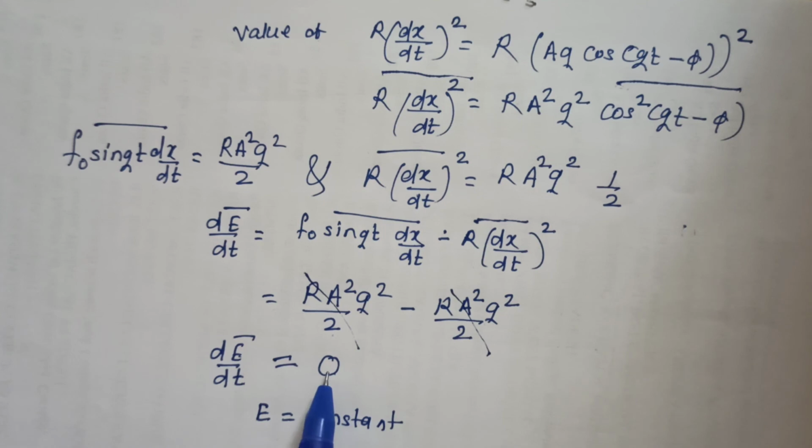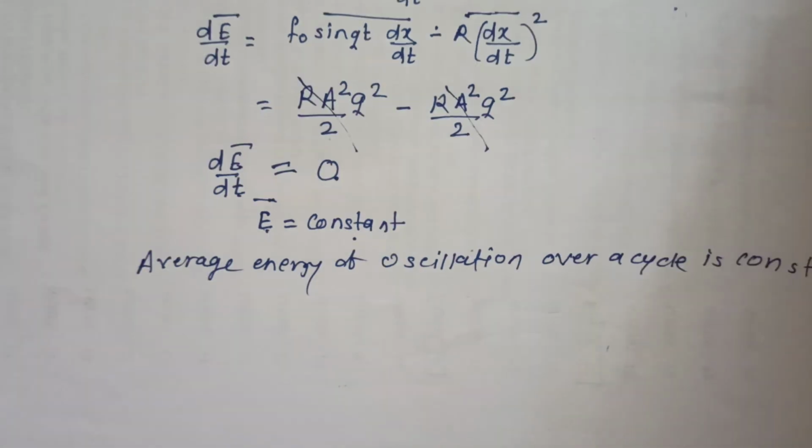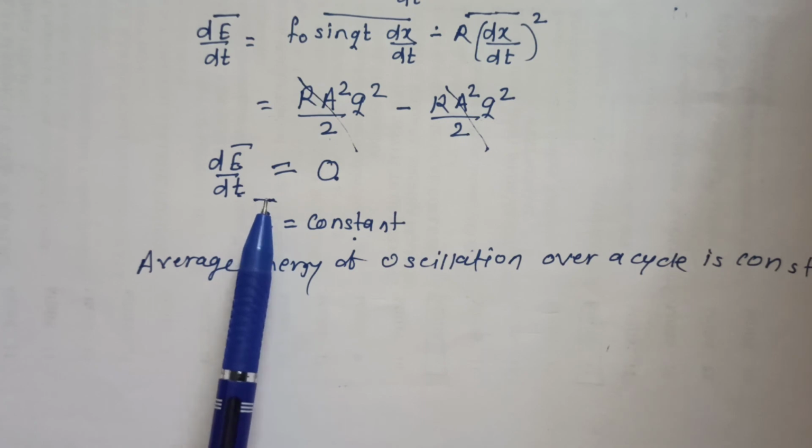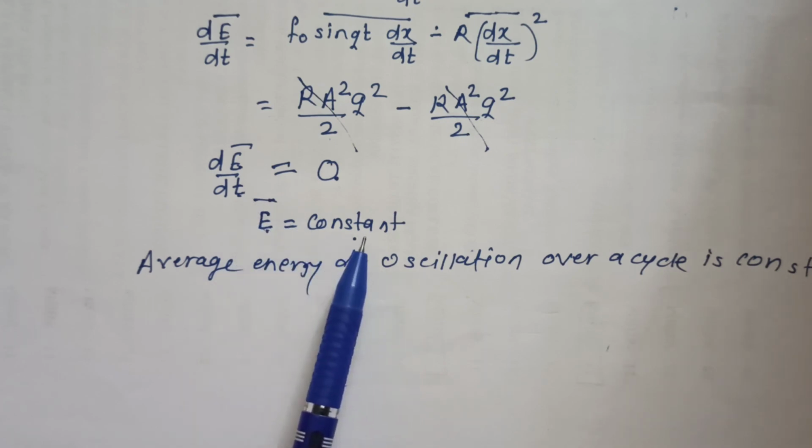The derivative of E with respect to t is 0, then E is constant, that is Ē = constant. Since dĒ/dt = 0, Ē is constant. Average energy of oscillation over a cycle is constant.